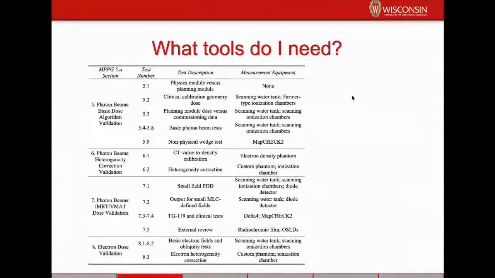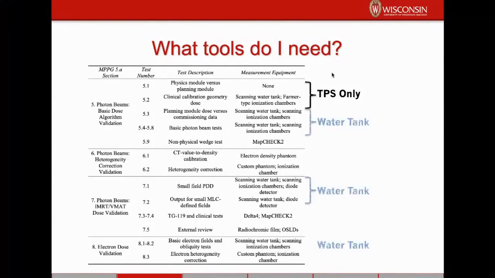As I was going through the practice guideline, the first thing I did is I created a list of the tests that were in the validation section. I opened Excel, made a table, and wrote down each test. I started to think about what equipment and tools I would need in order to complete these tests. Looking through, I saw that some of the tests didn't require any measurements at all. They were basically just sanity checks in the treatment planning system, designed to make sure that things looked okay before we started with any measurements.